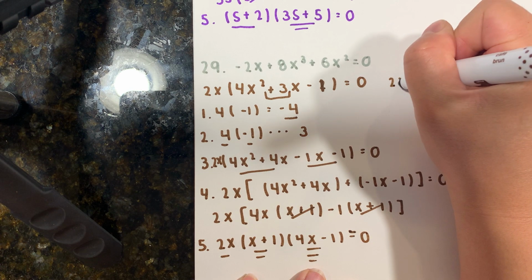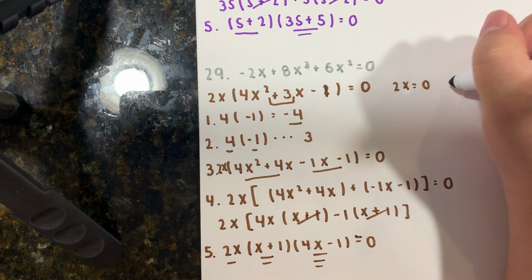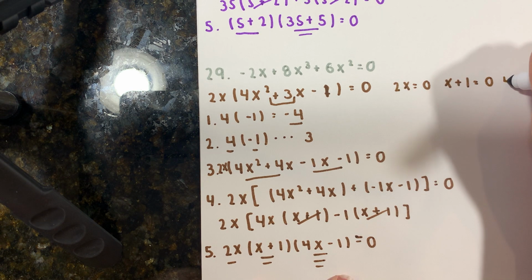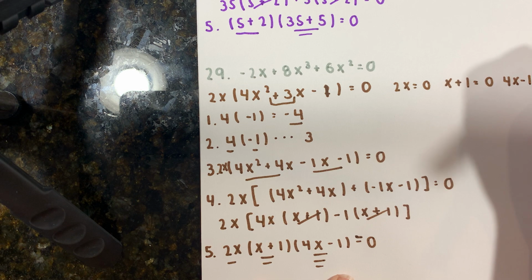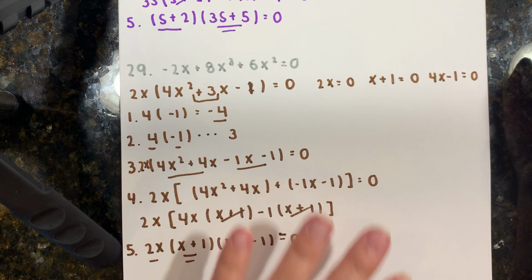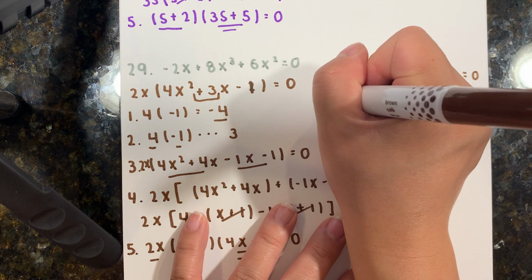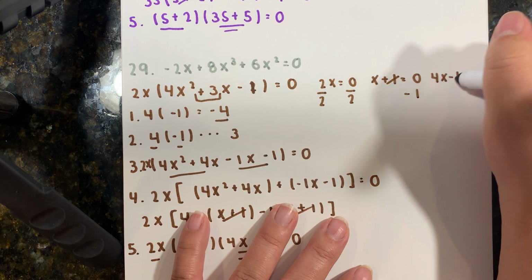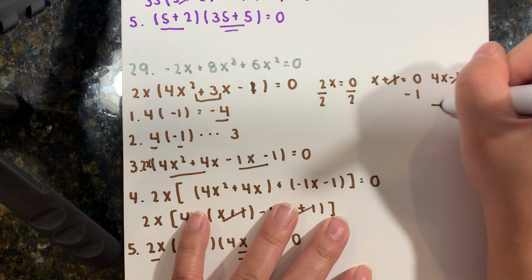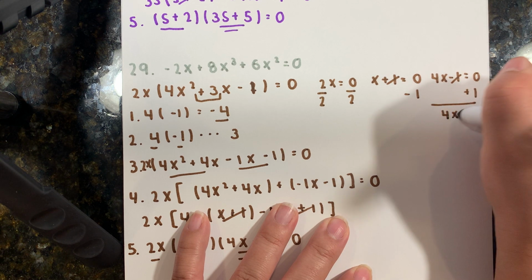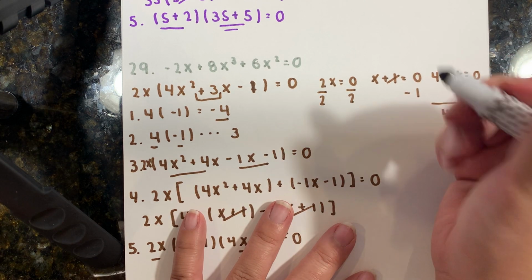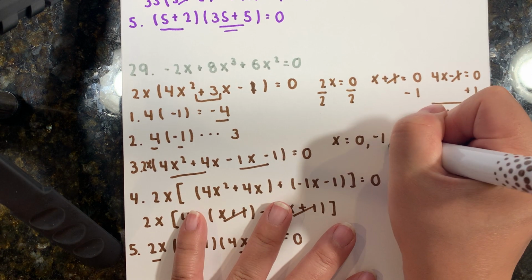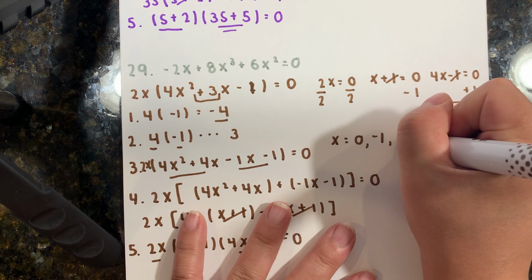So we set all three of these equal to 0. First one would be 2x is equal to 0. Second one is going to be x plus 1 equals 0. And last one would be 4x minus 1 equals 0. So when I divide the first one by 2, it would be 0. Move the 1 to the other side, move the 1 to the other side. So I have three answers. I'm going to have x is equal to 0, x is equal to -1, and x is equal to 1/4.